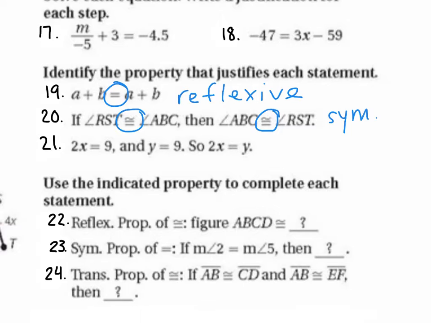21 says 2x is equal to 9 and y is equal to 9, so 2x is equal to y. Is it transitive? Transitive. Because there's equal signs? Yep. Transitive property of equality. So remember, in transitive, if we have 2x is equal to 9 and y is equal to 9, we get rid of the things that are common and set the other two equal to each other.